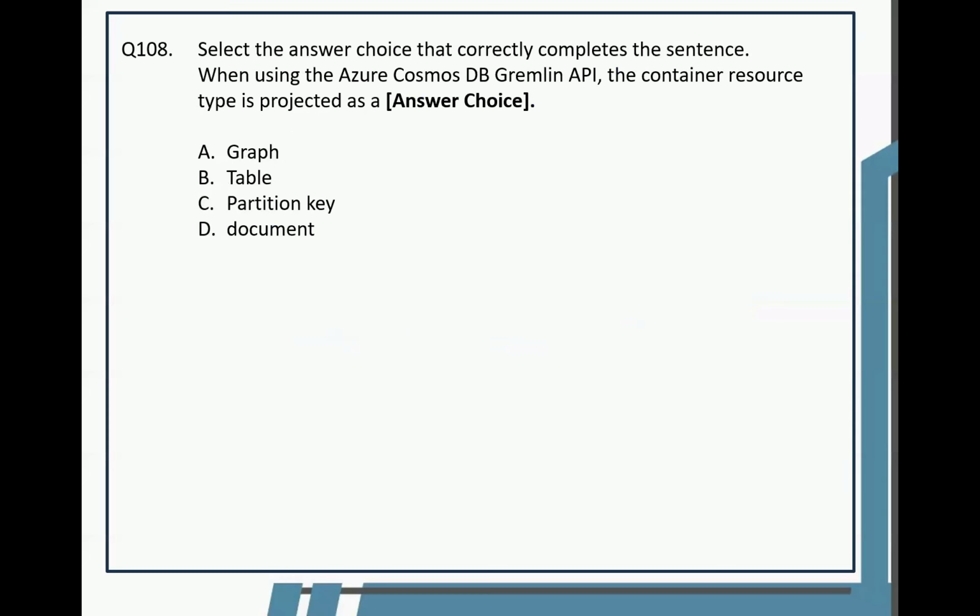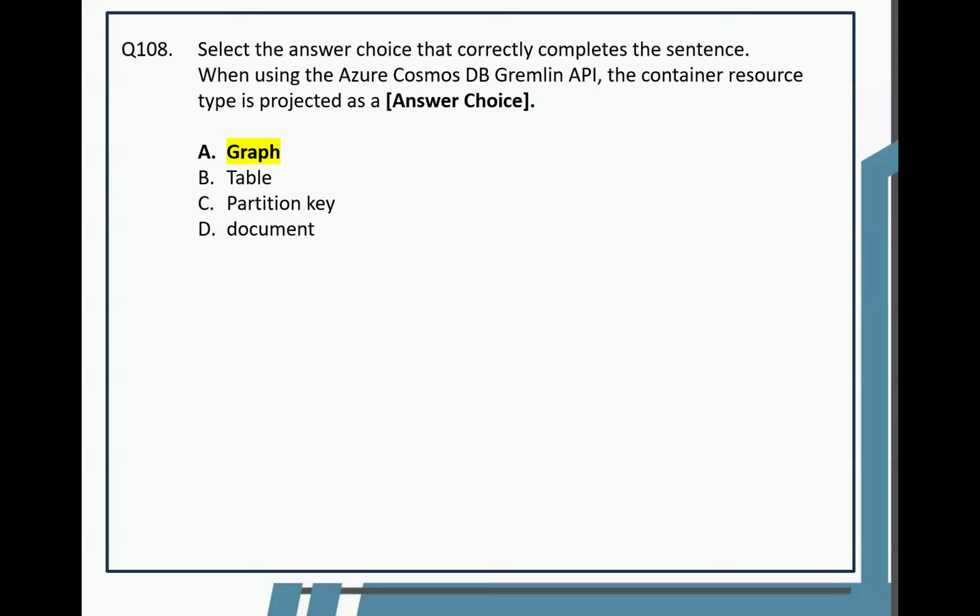Now, folks, question number 108 of the series is a fill in the blanks question where you need to identify what a container maps to in Azure Cosmos DB Gremlin API, and the options are graph, table, partition key, and document. Now, folks, whenever you see Gremlin, you should be looking for graph in the list of options.